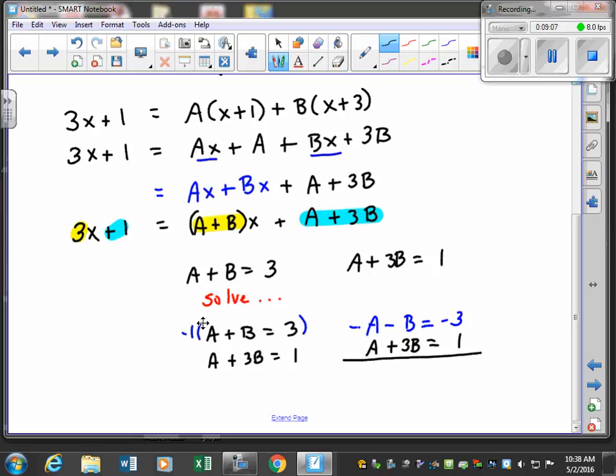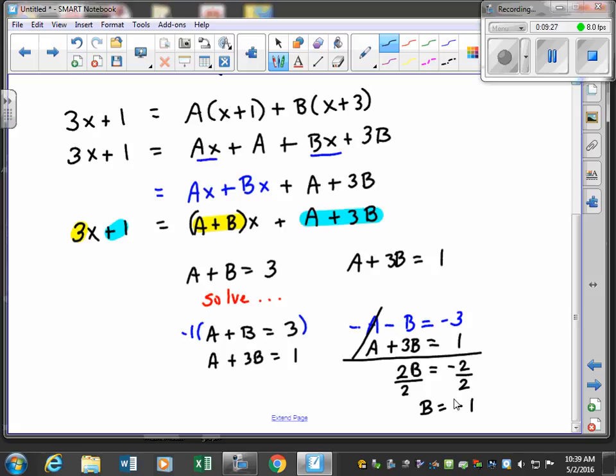What happens with the a's? They cancel. In elimination, that's what we're trying to do. It doesn't matter if you chose to eliminate a or b, or how you chose to do it, as long as that's the case. Then in this situation, we'll have 2b is equal to -2. Solving for b, we find out that b is equal to -1.